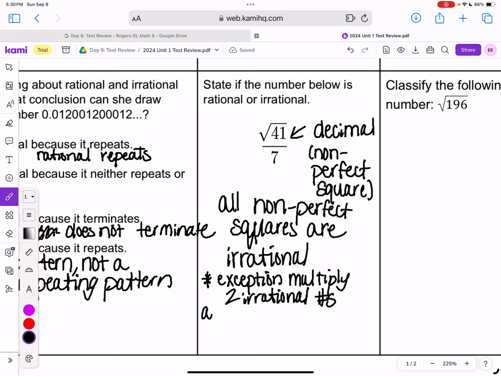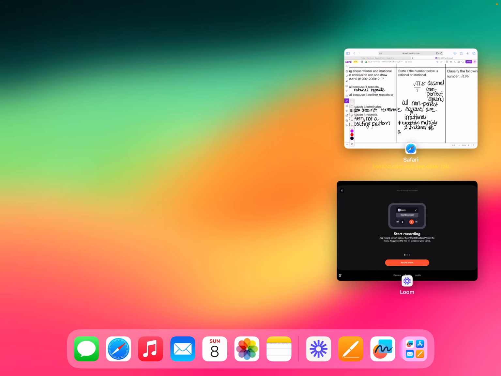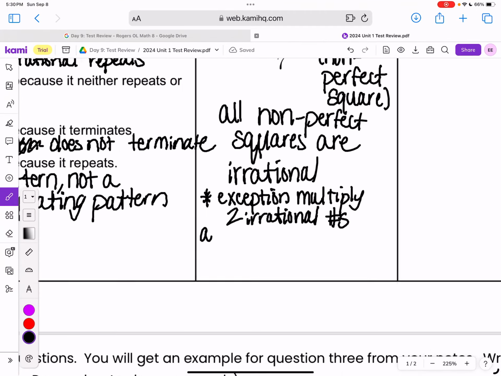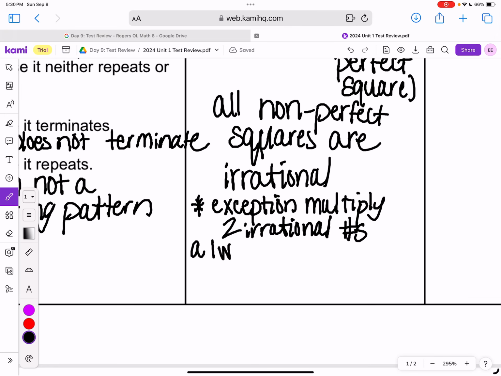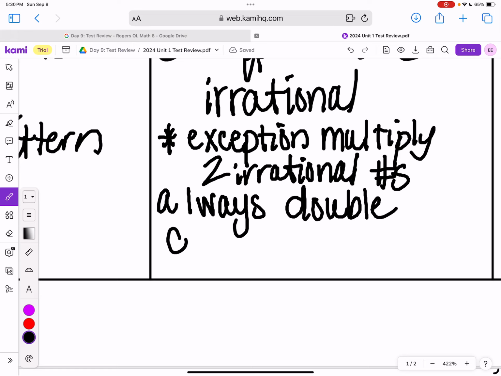Why is this? Hold on one second. I don't know why it's freezing. Give me a second, guys.